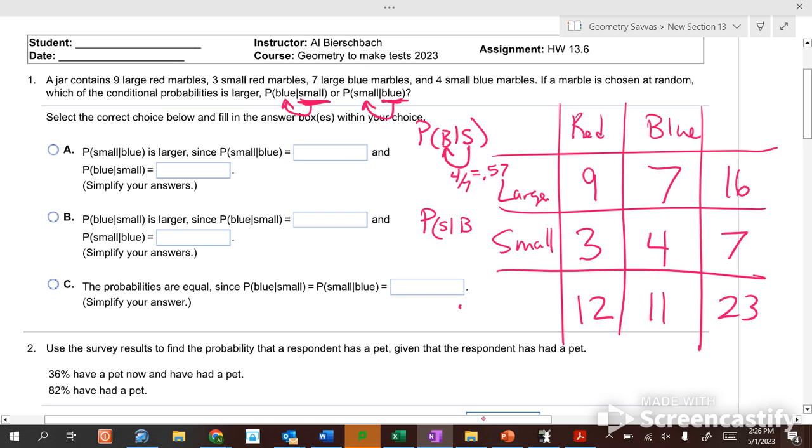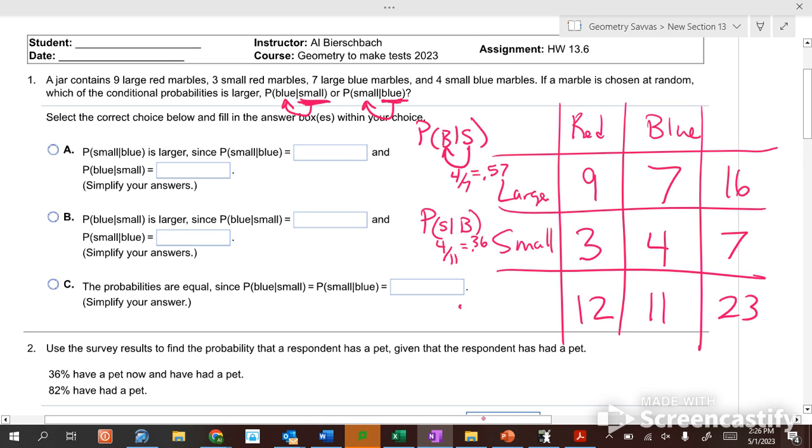Now, let's look at the probability that it's small given that it's blue. Out of the blue ones, there's 11. How many small ones are there? 4. So it's a 4 out of 11 chance, which is like what? 0.36? Okay. So which is bigger?